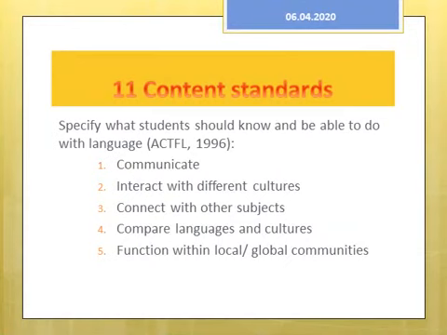The standards-based language teaching has established 11 content standards that specify what students should know and be able to do with language. These standards are generated from the fact that people learn a foreign language for different reasons. Some learn it to communicate, others need it to interact with people from different cultures. Some students only learn a foreign language so as to pass the exam and succeed in school, or because it offers them the opportunity to connect with other subjects and disciplines.